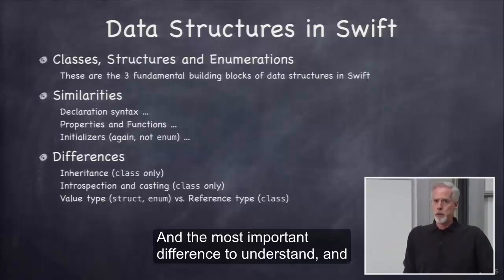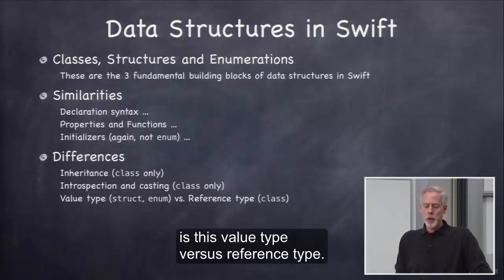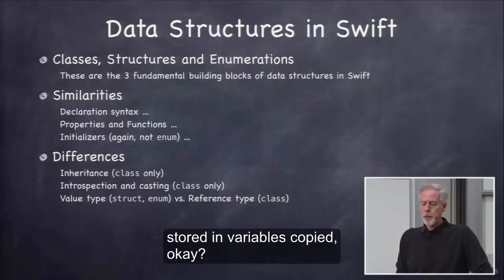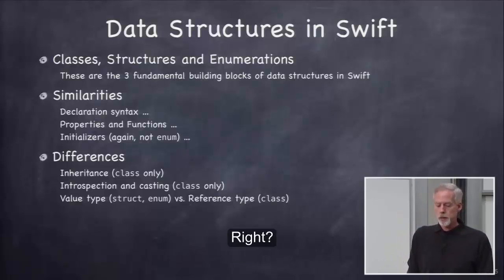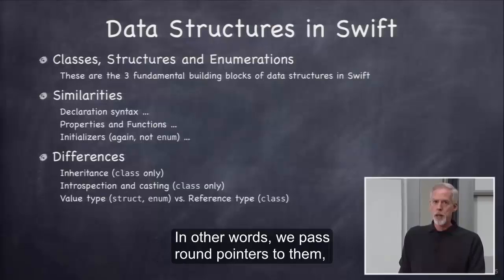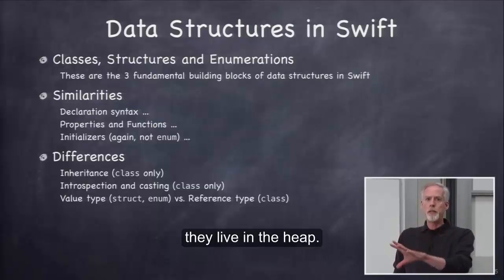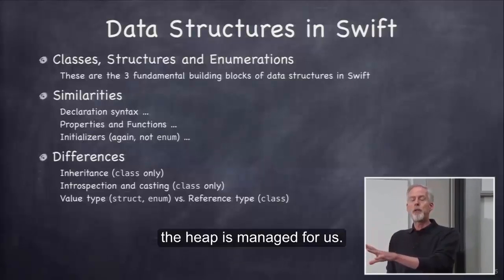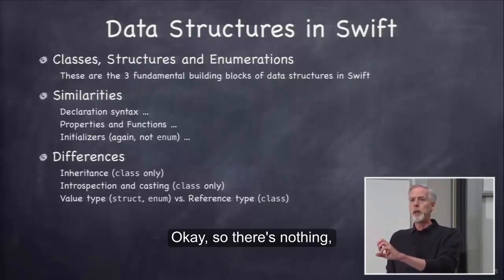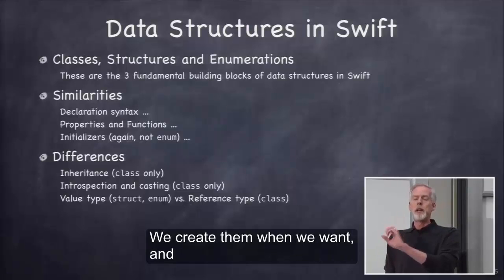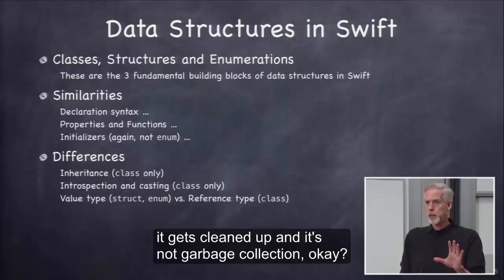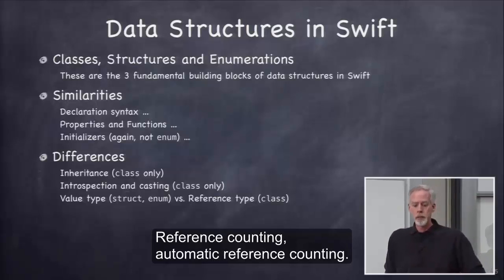And the most important difference to understand, and we really went over this in the demo, is this value type versus reference type. Structs and enums are passed around and stored in variables, copied. And classes are reference types. In other words, we pass around pointers to them. They live in the heap. And remember that classes, their memory in the heap is managed for us. So we don't have to alloc and free them. We create them when we want, and when no one's using it, it gets cleaned up. And it's not garbage collection, it's automatic reference counting.